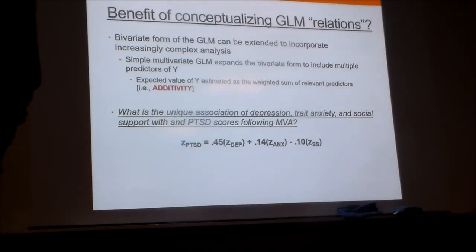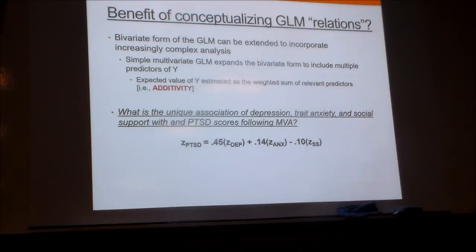But when we use our standardized formula, we're putting everything on a z-score metric, right? And so what we're looking at here is the unique contribution that depression holds in relation to PTSD after we cut out everything that's shared across trait anxiety and social support. Same thing for our next 2 predictors.